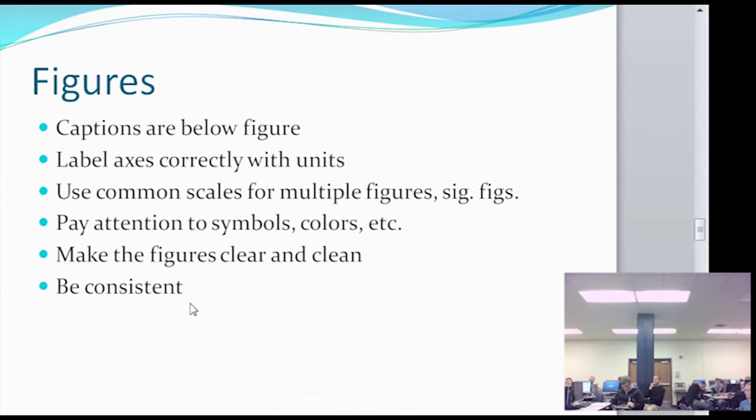Okay, figures have captions, and they're below the figure, underneath the figure. Label the axes correctly with units on there. Use a common scale for figures where you're trying to compare things. If you're comparing this experiment or this run with this run, you need to have them in a common scale so that it's easy to compare.